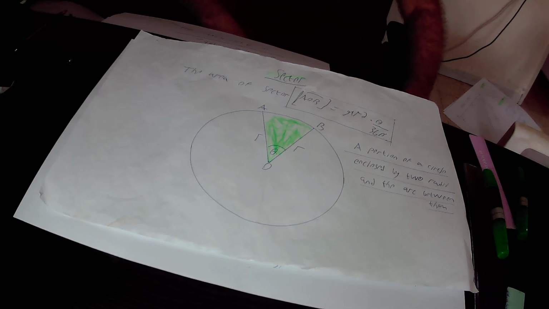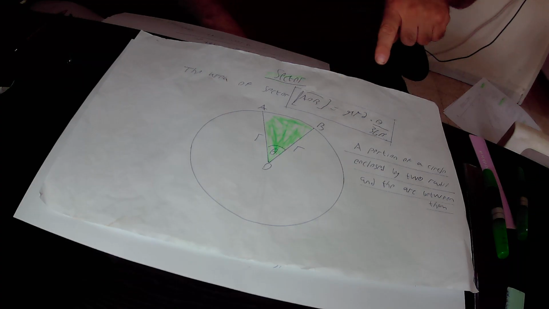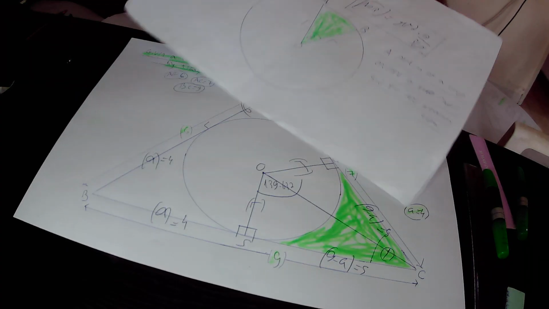The area of the sector AOB is equal to pi r squared, that is the area of the circle that contains the sector, times angle theta, that is the angle between the legs of the sector, over 360 degrees. Again, the area of the sector is pi r squared times theta over 360 degrees.